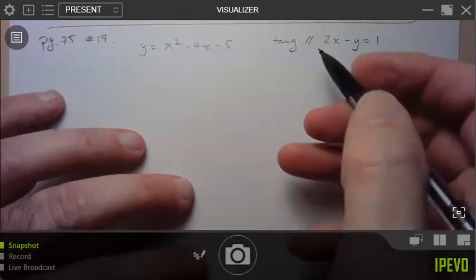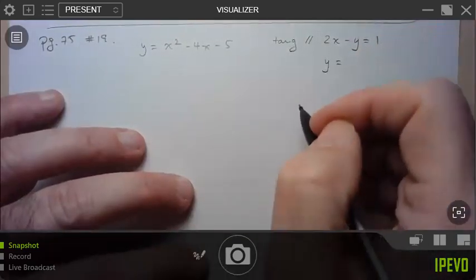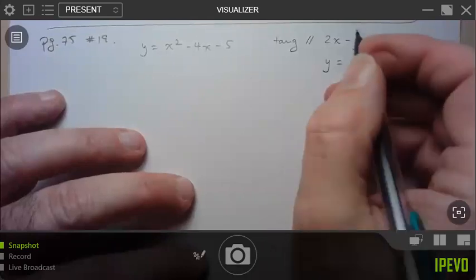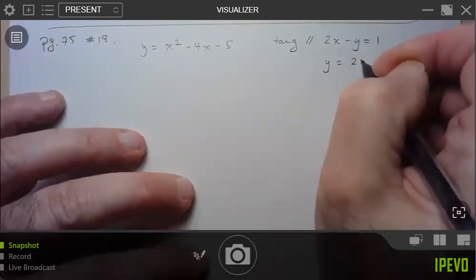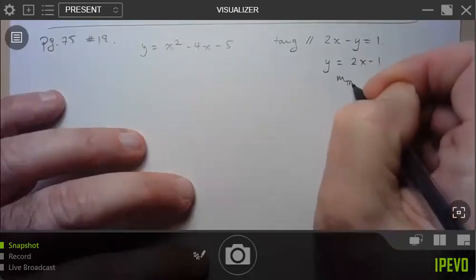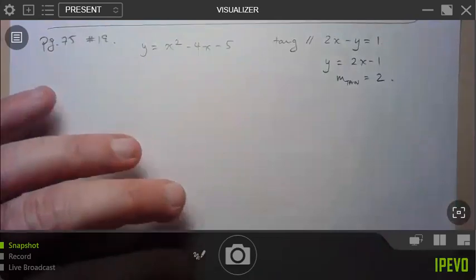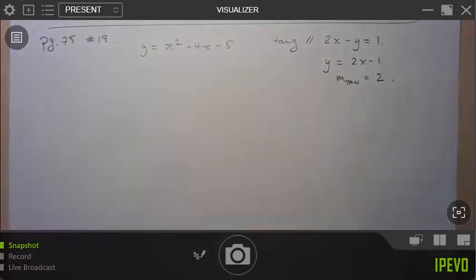So step number one, obviously makes life a little easier to write this in slope intercept form. So bring the y to the other side. So 2x minus 1. So the slope of our tangent line needs to be the same as the slope of this line here, which is 2. They could ask you, what does it take for it to be perpendicular? You need to know what it means for two lines to be perpendicular in terms of their slope.